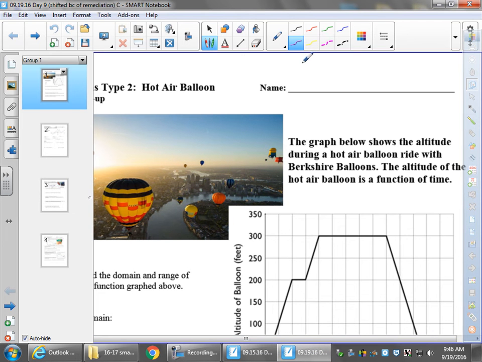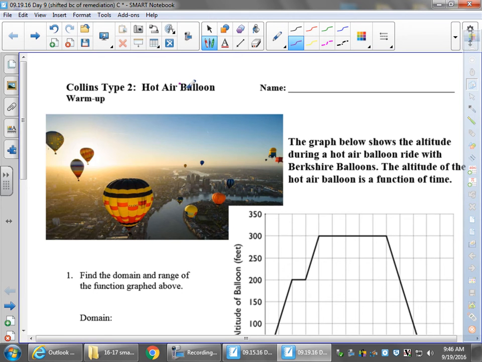Hot air balloons. Has anybody ever ridden in one? Last class there was one person. I was very jealous. Have you ever ridden in a hot air balloon? You did? Aw. I don't know if I want to. It looks fun, but it looks scary. Yeah, I have a thing about heights.